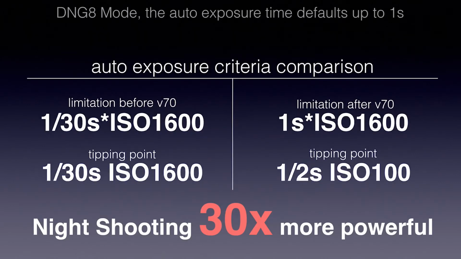Okay, so let's make some detailed comparison. The auto exposure criteria comparison before and after, right? So there's a limitation before the V70 firmware. It's that 30 seconds multiplied by ISO 1600. And after this is 1 second multiplied by ISO 1600, which means that in night shooting, now you can go up to 1 second compared to the 30 second, which means that it's now 30x more powerful than ever before.